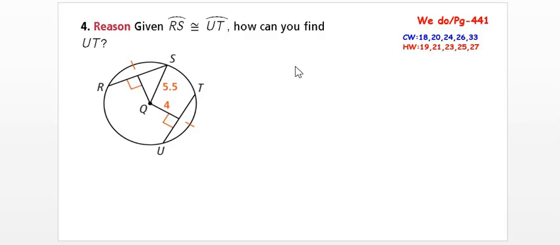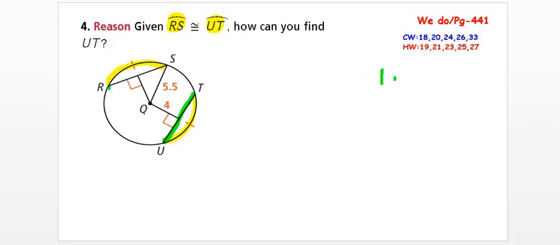Here is one of the questions. It says, given RS is congruent to UT. Now what are they talking about? They are talking about the arc. Arc RS is congruent to arc UT. Now where is RS? This one is congruent to this one, right? Now they are asking, how can you find UT? Where is UT? This one is UT. So how will you find how long UT is?